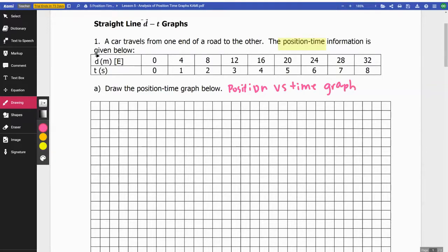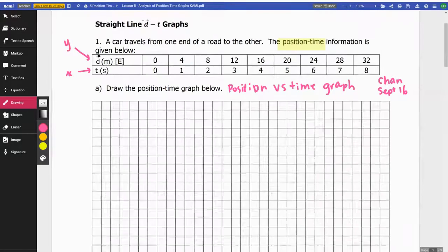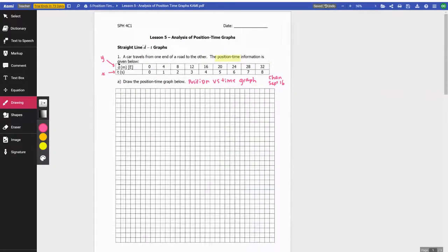Okay, I would put my name and I would put today's date. Today is September 16 for me. And keep in mind that the time is always the x-axis and the position is always the y-axis. So I'm going to zoom out a little bit. Okay, so I need to create my axes.